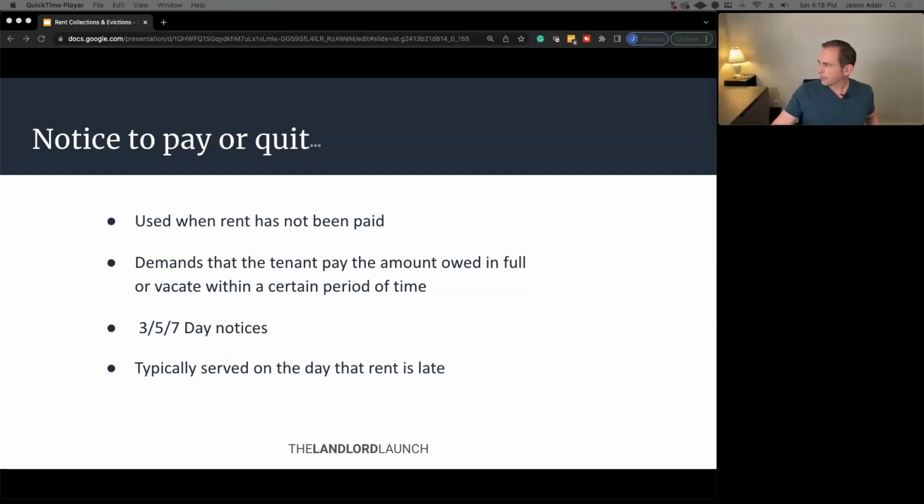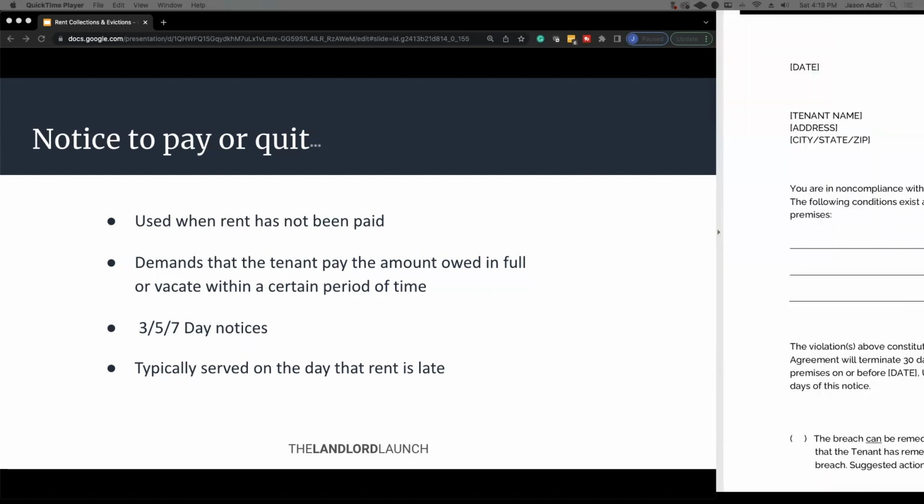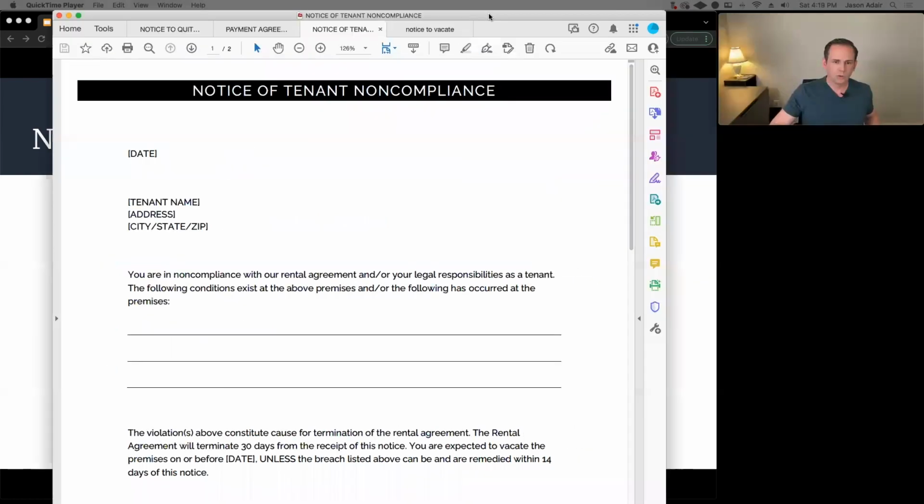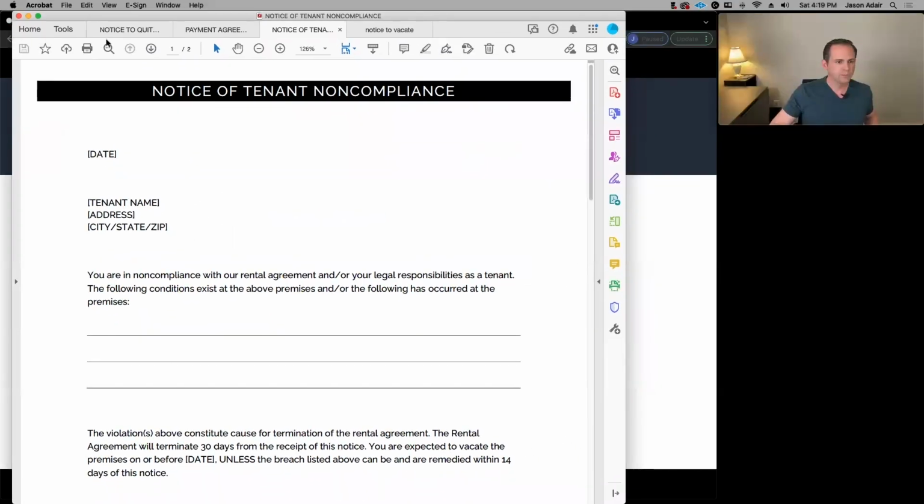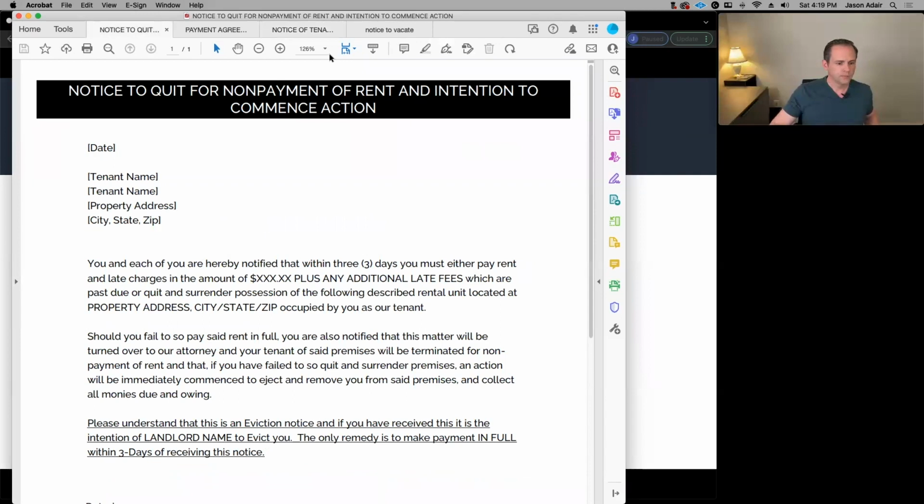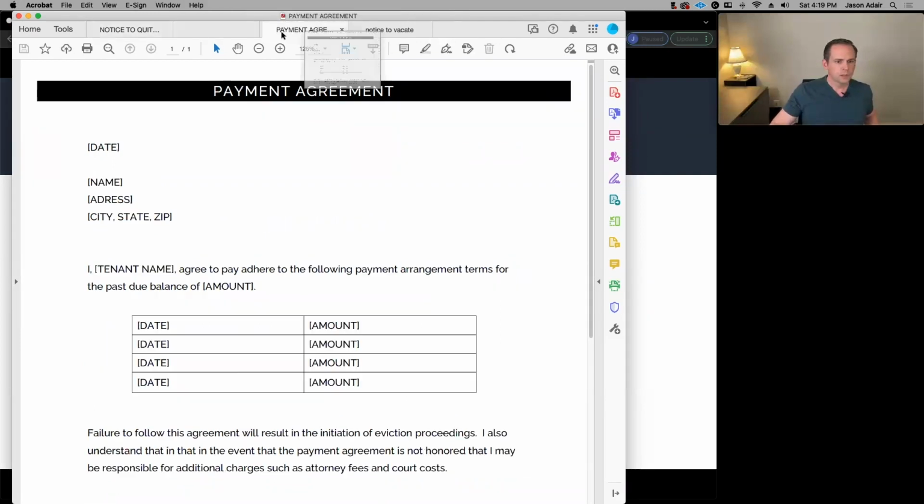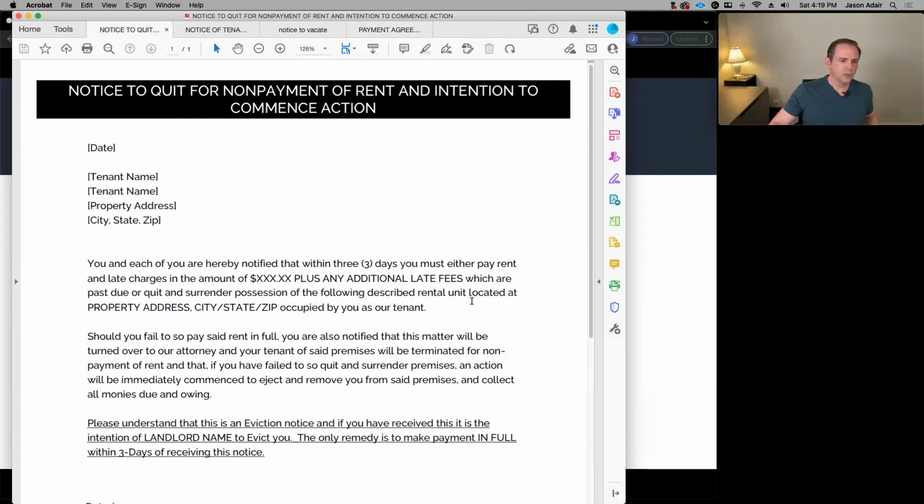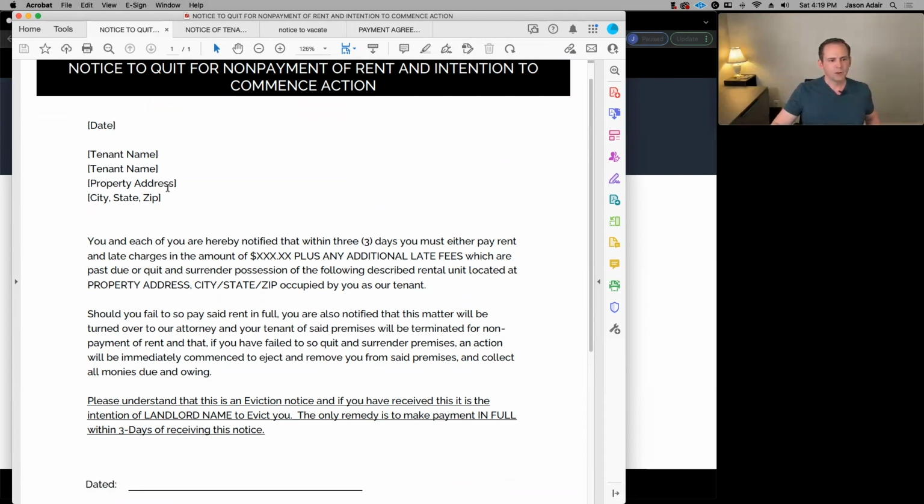Let's take a look at, I know I had a screenshot of one earlier. Let's just pull one over here and take a look at a notice to quit here. That's my payment agreement. All right, notice to quit for non-payment of rent and intention to commence action. This is, again, a 3-day notice. But again, you got your basic information up here, the date that's being posted or sent, the date that's being issued, rather, who you're issuing it to, the property address, city, state, and zip.